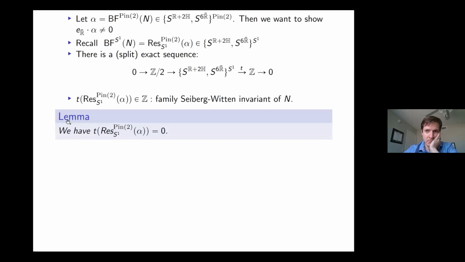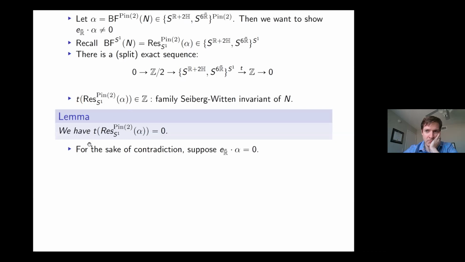And here is the lemma. The family Seiberg-Witten invariant of this N vanishes. That's essentially because N can be formed by fiber-wise connected sum of two K3 bundles, and there is a vanishing theorem for the Seiberg-Witten invariant of a connected sum, which can be generalized to the family version. From there, we see that the restriction, this S1 Bauer-Furuta invariant, actually belongs to this kernel.